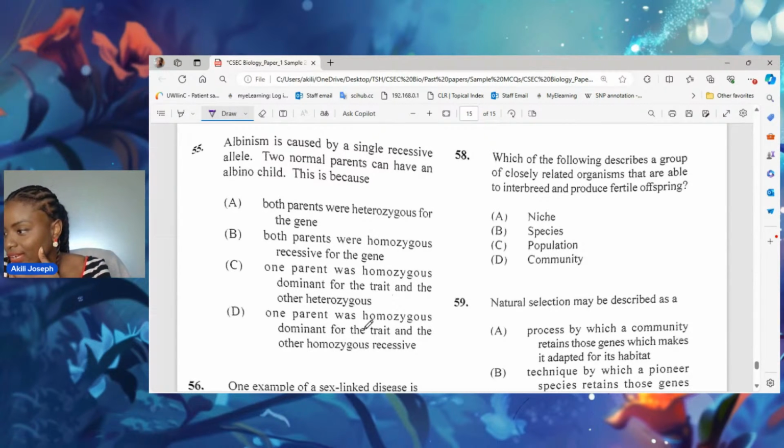So I've seen A, everybody mainly on A, right? So 2 normal parents, for them to have an albino child, they both must be carrying this recessive allele, right? But they must also have a dominant allele to mask it so that they don't have the condition, but they can each give the recessive allele to their child, right? So both parents have to be heterozygous for this particular trait.